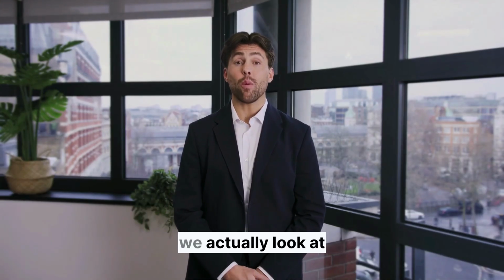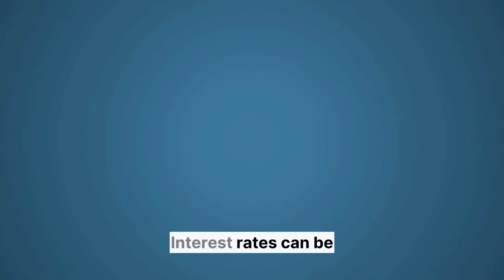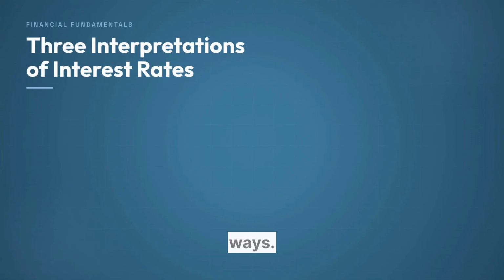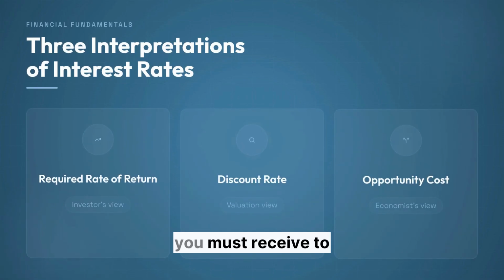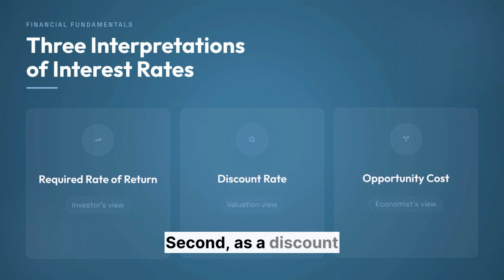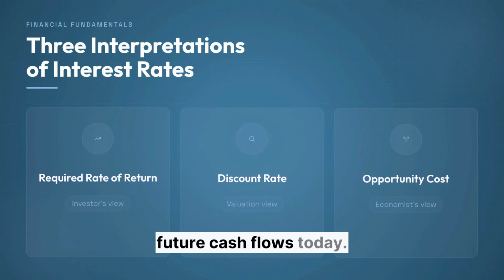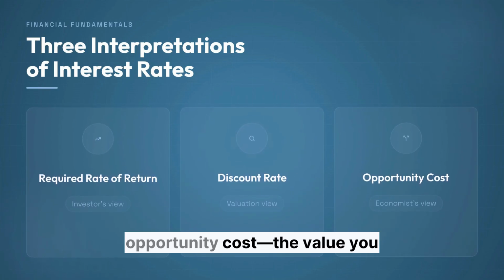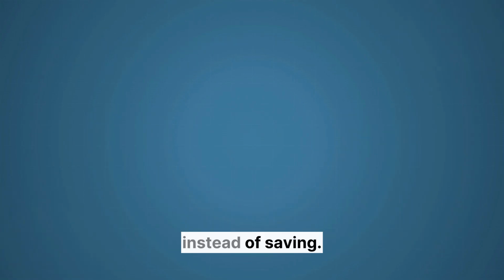Let's start with how we actually look at an interest rate. It's not just a cost of borrowing, it's a decision-making tool. Interest rates can be thought of in three ways. First, as a required rate of return, the minimum you must receive to accept an investment. Second, as a discount rate, the rate used to find the value of future cash flows today. And third, as an opportunity cost, the value you forgo by consuming today instead of saving.